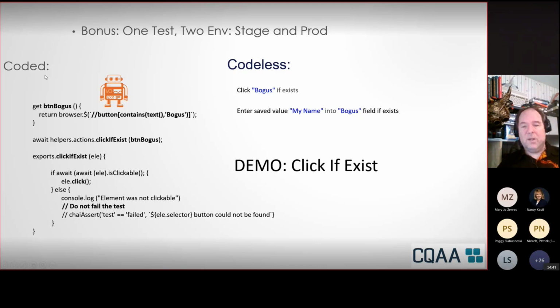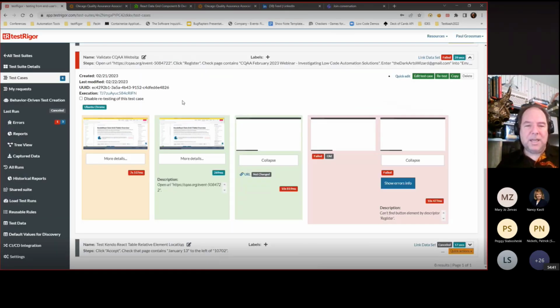Don't fail over here. Well, in the coded version in WebDriver.io, I had to write my own custom method called clickIfExists, which says, okay, click it, and if it threw an error, it wasn't clickable, but hey, don't stop the test, just keep on going. In a coded approach, we'd have click bogus if it exists, and then enter some saved value into my name. I'm using bogus as the name of the element that just doesn't exist. So if I did do click bogus, it would not come back. Let's go see if I can get that to demo over here.